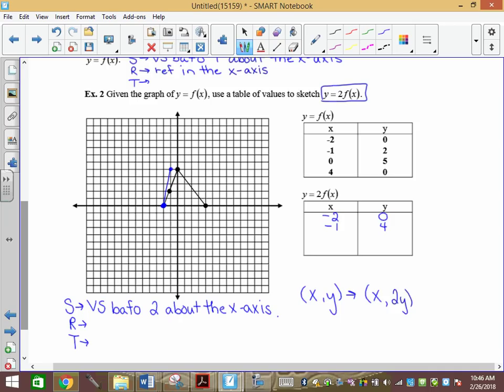So I don't have random dots everywhere guessing where I'm connecting them. Next one is 0 and 5. 0 stays 0. 5 times 2 is 10. Why didn't that one remain invariant? It's on the y-axis, right? It's a y-intercept, not an x-intercept. My y wasn't 0. And then 4, 0 stays 4, 0.